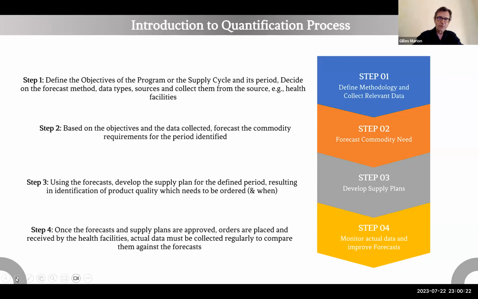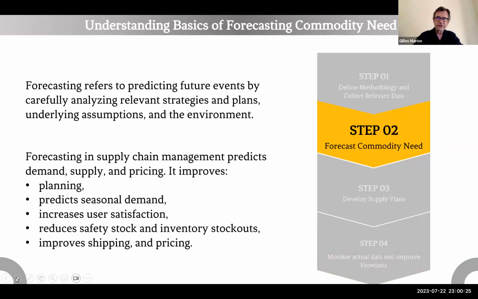So moving more specifically now to the forecasting. I think you all know what is forecasting. We use forecast a lot, for instance, when we speak about the weather, the weather forecast. It's basically predicting future events. What's going to happen tomorrow? What's going to happen in 1 month, in 6 months, in 1 year? And it's a difficult job. That's why really the forecasting element is very complicated.